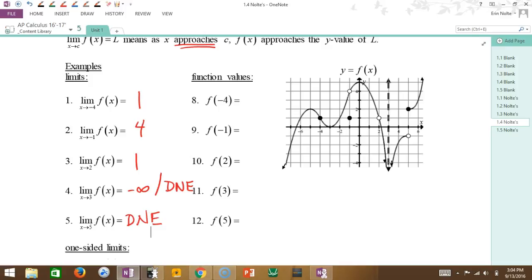Now number 8. This is a different question. Now we're finding the function value. What is the function value at -4? 1. That one is pretty concrete. What about number 9? What is the function value at -1? 1. That is now where the little dot is, and it exists exactly at 1. Is everybody okay with that?